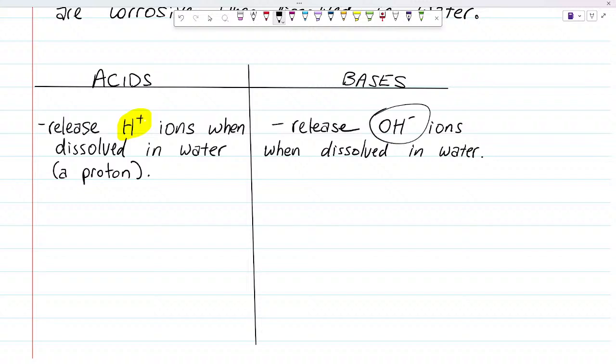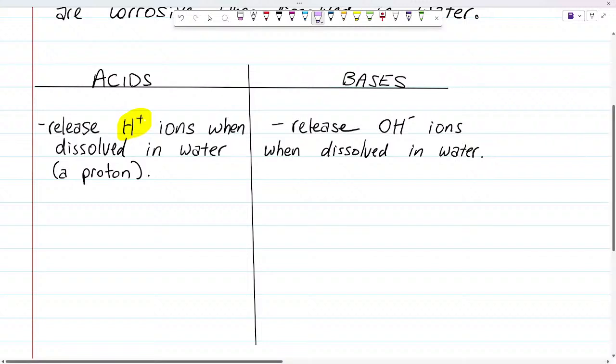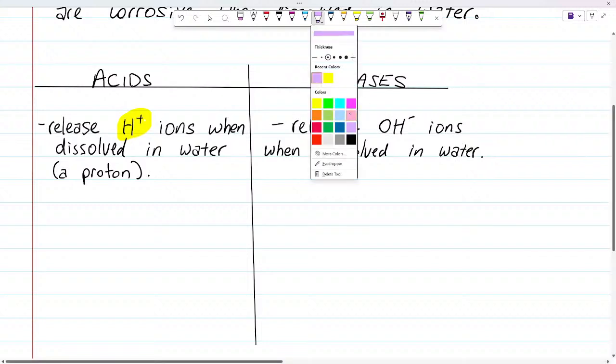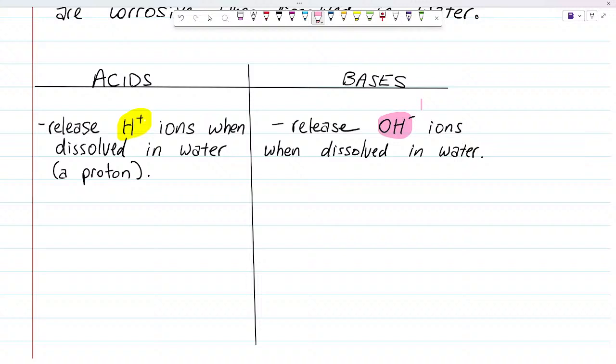Now, we haven't seen this before. It's going to lead into our lesson next time. But OH minus is actually a little covalent compound. It's oxygen covalently bonded to hydrogen, but it's given away and it's taken an extra electron. So it's got a negative charge. You don't have to worry too much about that.